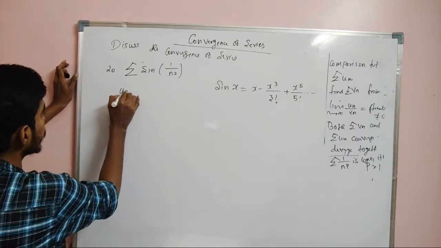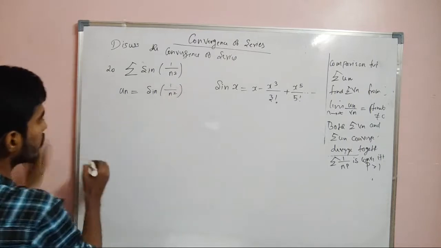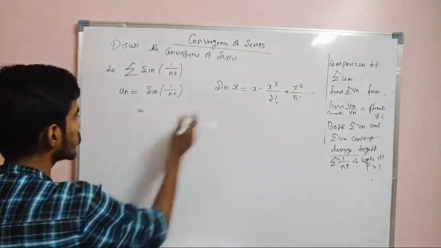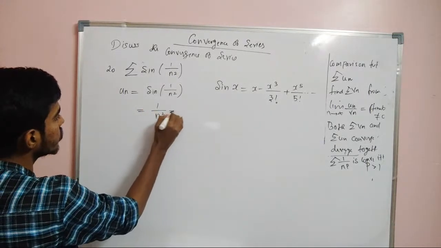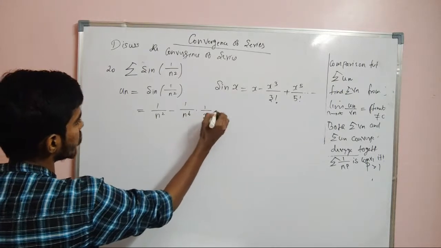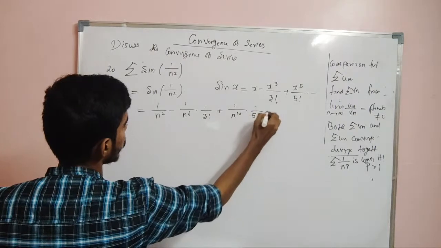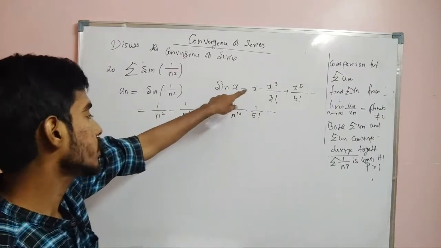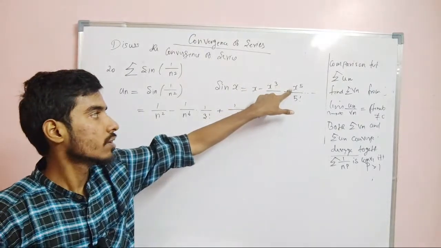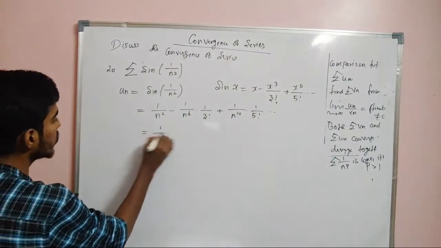Now let's take un to be equal to sin 1 by n square. Now you just expand this, so in place of x you just substitute 1 by n square. This will be 1 by n square minus 1 by n power 6 into 3 factorial plus 1 by n power 10 into 1 by 5 factorial and so on. We just replace x with 1 by n square. So 1 by n square cube is 1 by n power 6, 1 by n square whole power 5 is 1 by n power 10. Now you just take 1 by n square common.